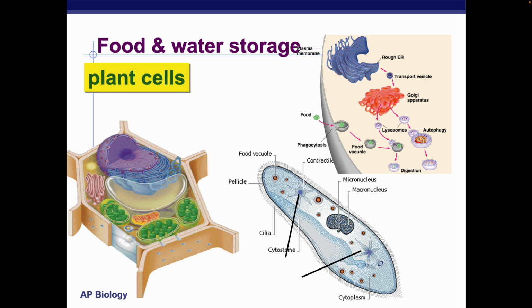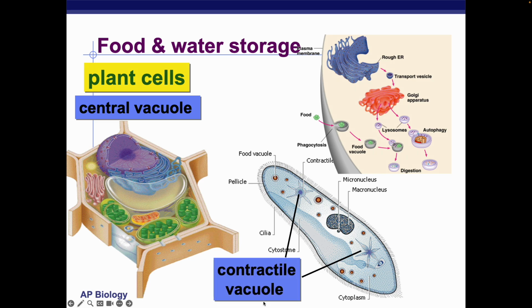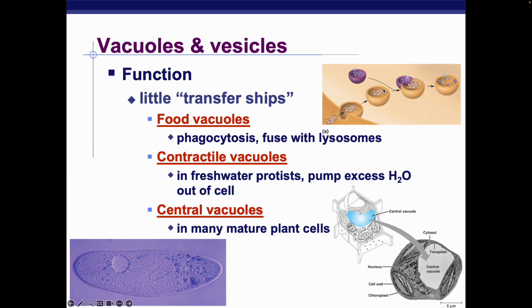Food and water are mainly stored in structures called vacuoles. For example, plants have a central vacuole, which is way bigger, and animal cells have vacuoles too. There's also a contractile vacuole, and food vacuoles. A food vacuole is associated with functions such as phagocytosis, which fuses with the lysosomes. Contractile vacuoles basically pump out excess H2O.